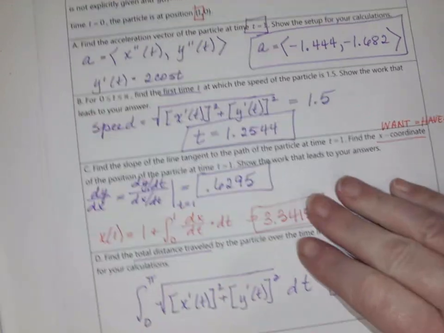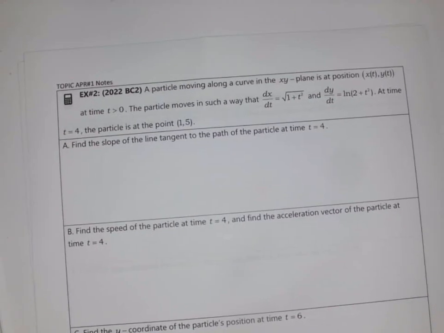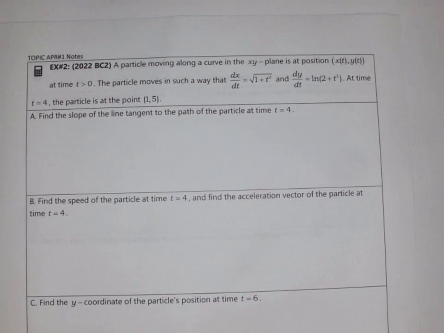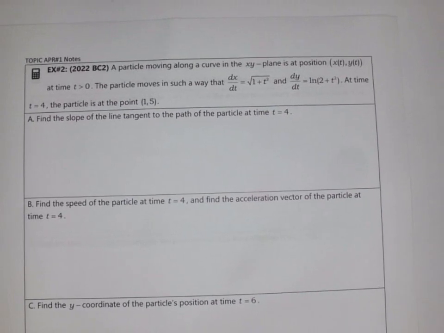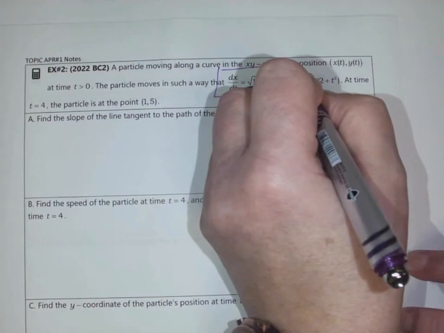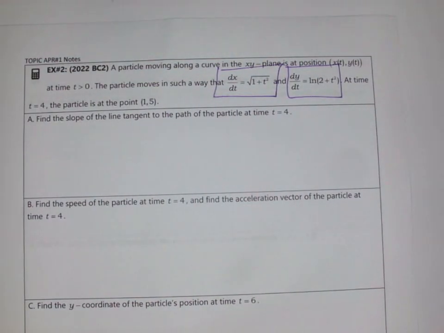Okay. All right, so the next one is another parametric. It says a particle moved along a curve in the xy plane is at position x of t, y of t, at time t greater than 0. The particle moves in such a way that dx dt is square root of 1 plus t squared, and dy dt is natural log of 2 plus t squared. At time t equals 4, the particle is at the point 1,5.